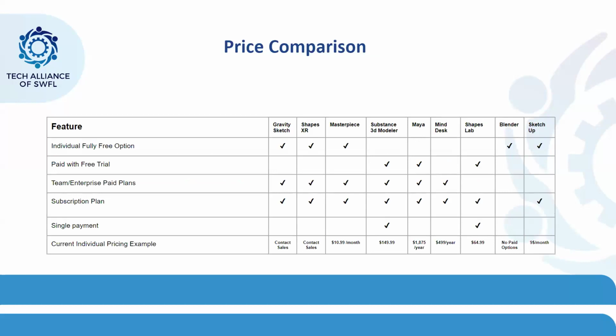Okay. And finally, the price comparison. So some of the prices here. Gravity Sketch and Shapes XR are fully free. If you have a large team, then you have to contact their sales team for more information, because they don't have publicly available pricing. Masterpiece is $10.99 a month if you are in a team, but they do have a fully free option. Then you have Substance 3D Modeler.